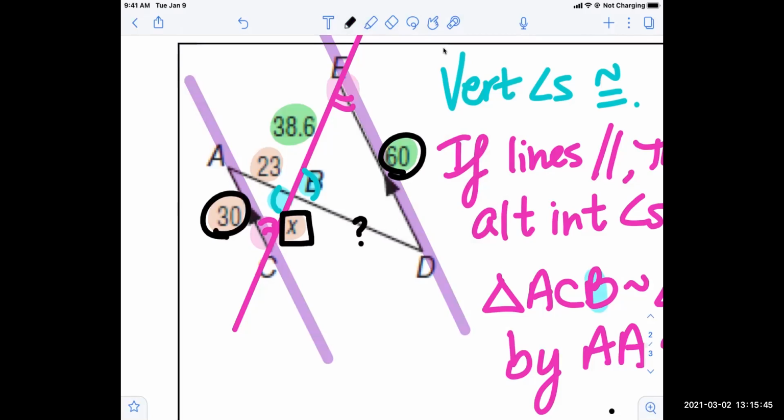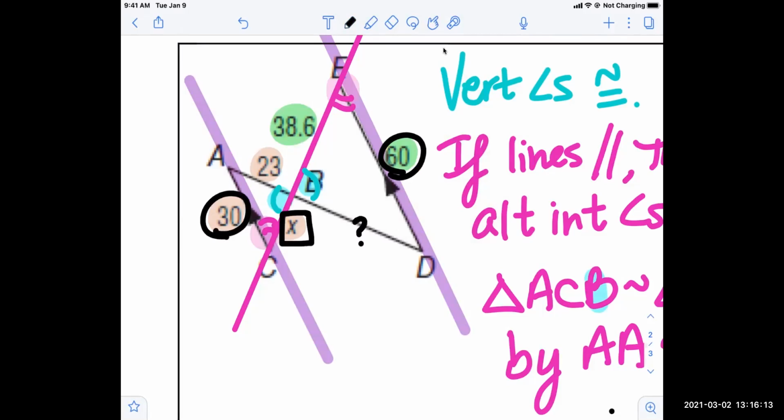So 38.6, which number does it go with? Does 38.6 go with the 23 or with the X? Okay, so let's figure out based on the angles. 38.6 is between the blue angle there and the pink angle, right? What side in the other triangle is between the blue angle and the pink angle? Which one matches with 38.6?